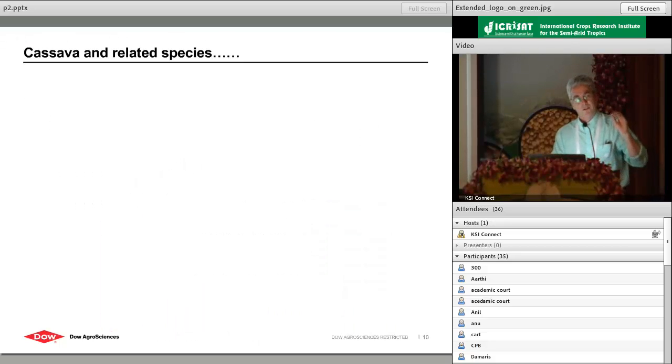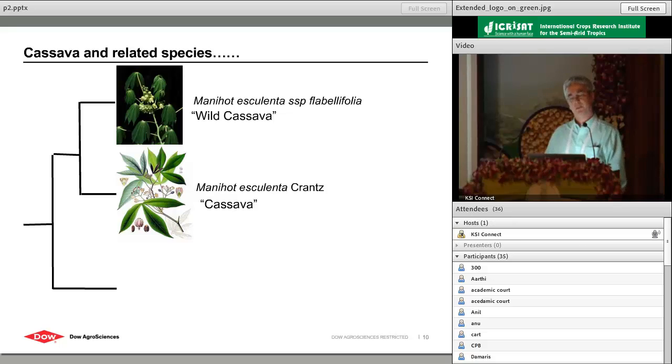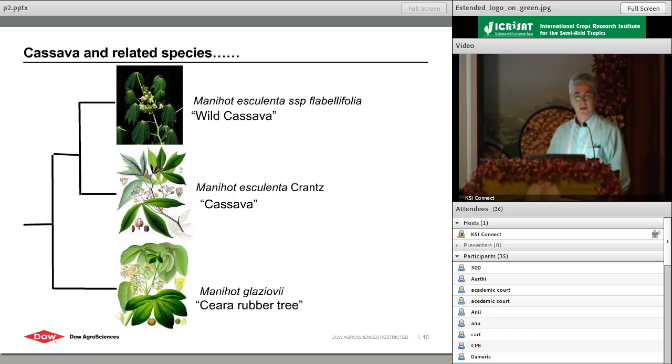So, just to set up some of the species I'm going to talk about, I just want to give you an overview of the different terminologies we're going to use. So cassava is Manihot esculenta Crantz, and I'll just refer to this as cassava. Wild cassava is a subspecies of that same species, but this time it's Flabellifolia. And then there is a true wild relative of a different species, and that's Manihot glaziovii, and that's the Ceara rubber tree. So these three taxonomies will come up when we talk about sequence data.